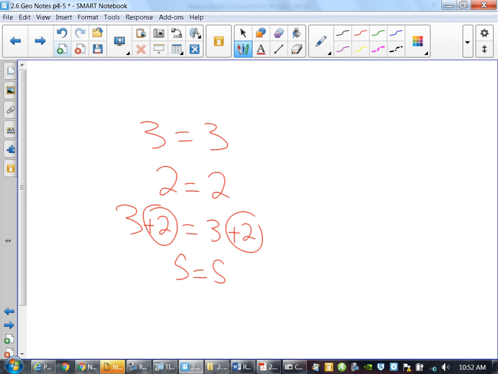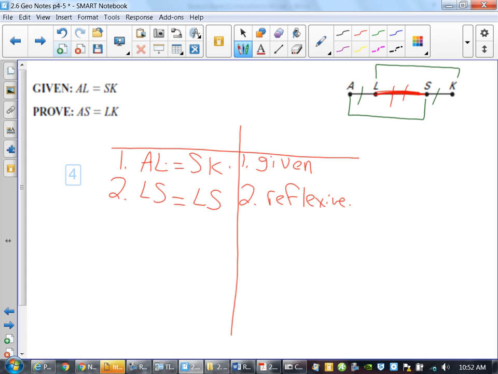Even though the letters are different, since we were already told that they are equal to each other, we can do that. So, come on guys, if I add the same thing to both sides of the equal sign, I use the addition property of equality. Add prop equal.